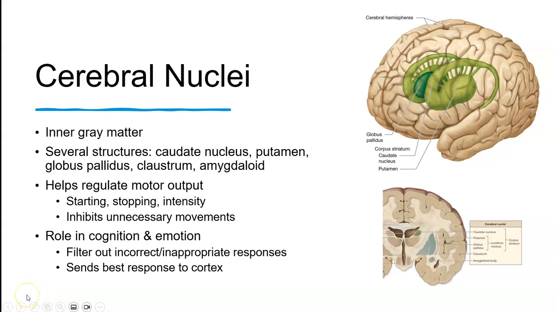The cerebral nuclei are also called basal nuclei, and they're paired irregular masses of gray matter that are deep within the white matter. Now, these several structures include the caudate nucleus, the putamen, the globus pallidus, the claustrum, and the amygdaloid body. So you can see some of them here as illustrated on the image.